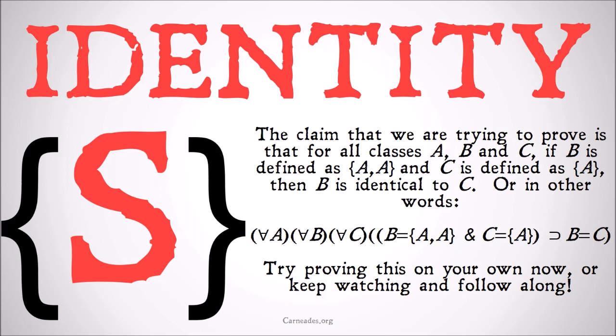So, the claim we're trying to prove, in other words, is that for all classes A, B, and C, if B is defined as the class of A, and C is defined as A, then B is identical to C. Or in other words, for all A, all B, and all C, if B equals the set of A, and C just equals the set of A, then B equals C. I encourage you, try proving this on your own, or if you want to see me do it, keep watching, and let's get started.